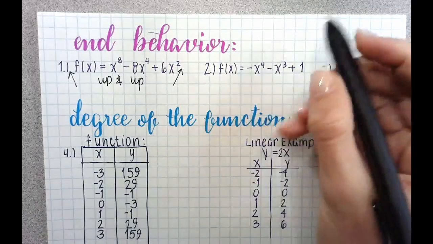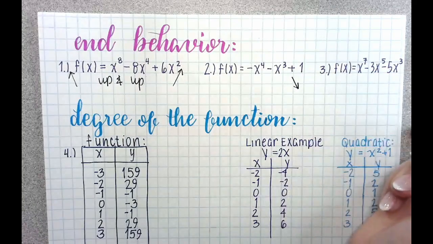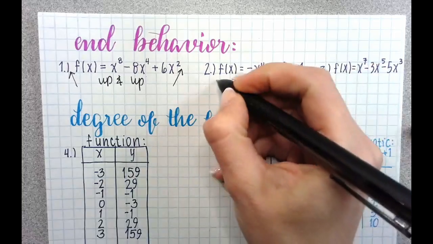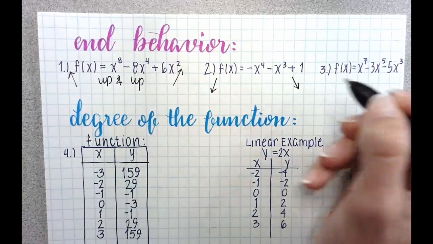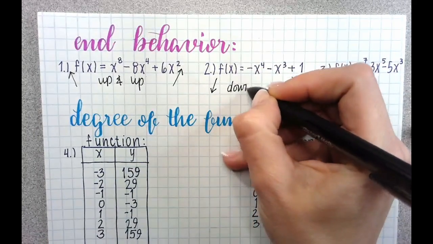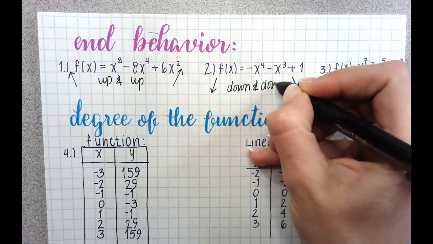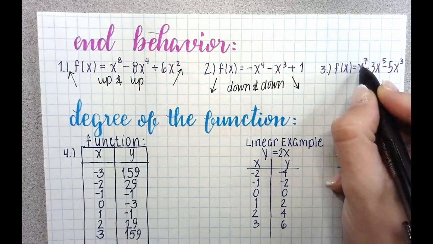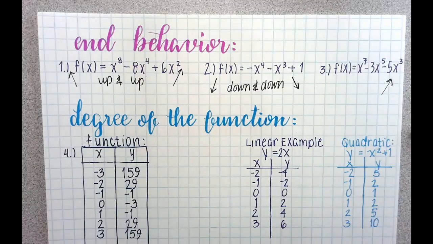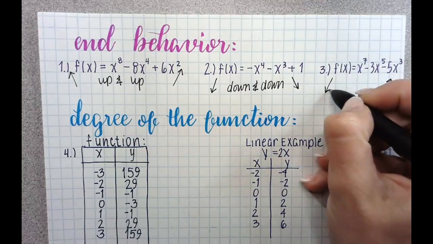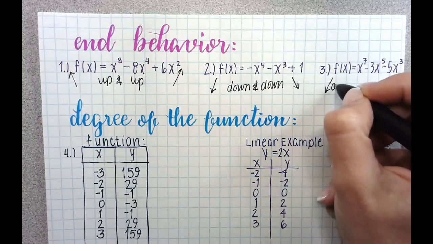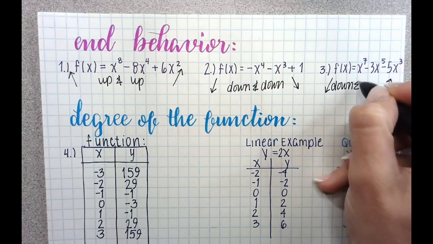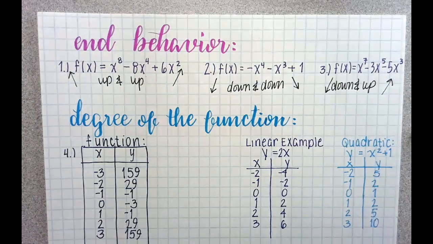Here we have a negative, so the graph finishes pointing downward. And it's even, so that means it started pointing the same way. And that makes the end behavior down and down. Here we have positive, so finishes pointing up. And it's odd, so it must have started opposite. So we can write down and up. And that is the end of the first three examples.